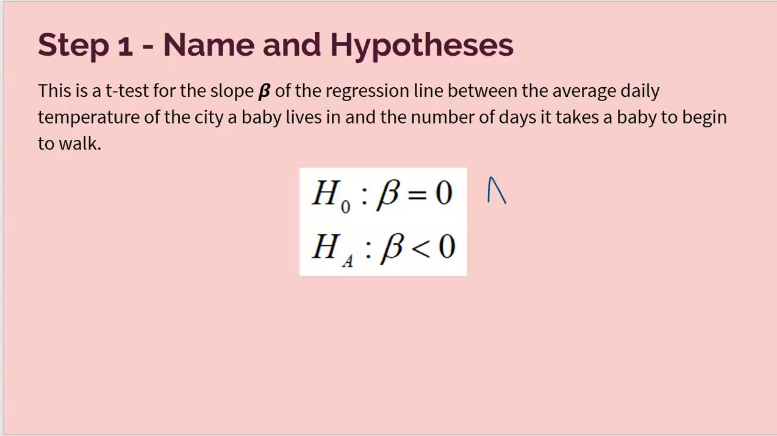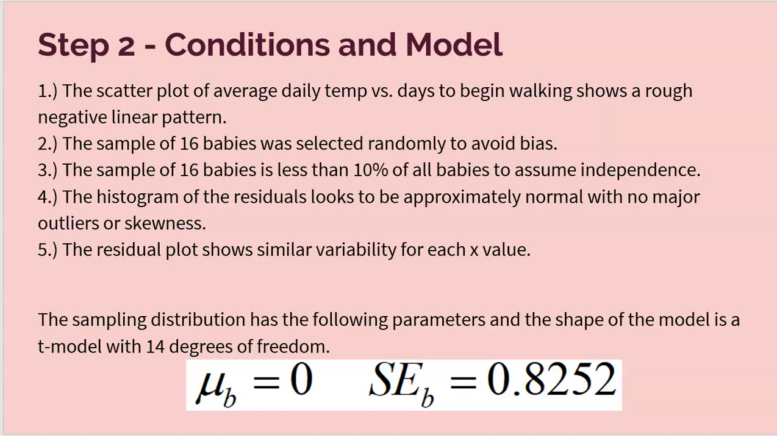The null is that, no, come on, there's no relationship whatsoever. That would be 0. As the temperature goes up, the time it takes the baby to walk doesn't change at all because there's no relationship between these variables. And the alternative is what we're trying to show. We're trying to show, no, there really is a negative relationship. As the temperature goes up, the time it takes the baby to walk goes down. All right. The second thing, or step 2, is the conditions, of course.